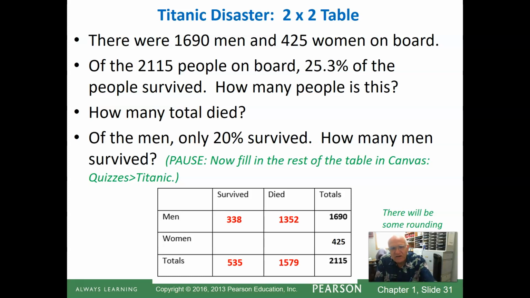Because we know that the number that survived of the men plus the women has to add up to 535. So 535 minus the 338 would give us the number of women who survived. I believe that would be 197. And similarly, we can use either the row or the column to get the number of women who died. It would be 425 minus the 127, which would be 228, I believe.